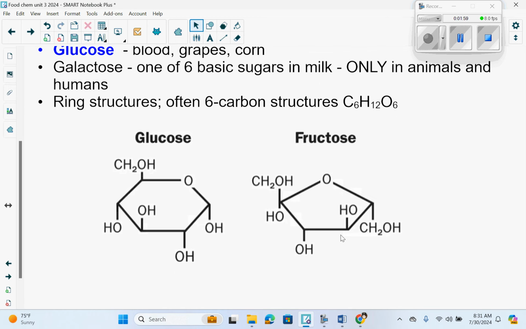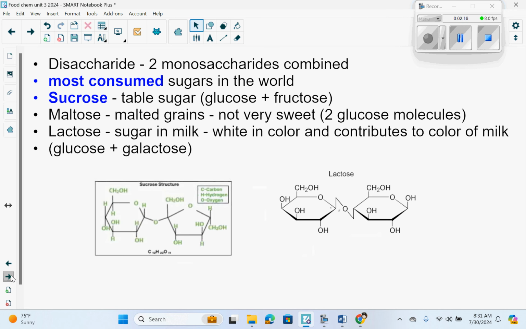Carbohydrates are often ring structures. They're often 6 carbon structures, like C6H12O6. This is glucose right here. This ring structure means the ring is a ring of carbon. So it's just a simpler way of writing sugars. Instead of writing all the C's, you create this ring structure.